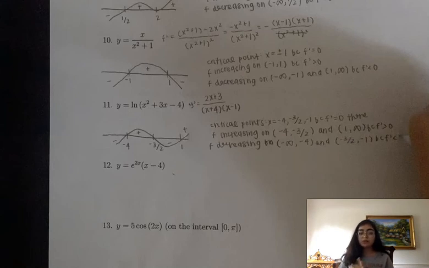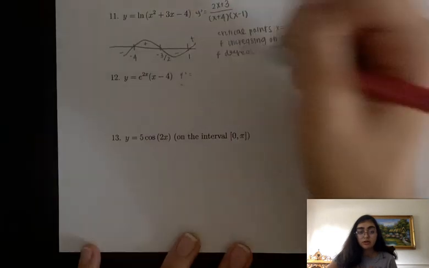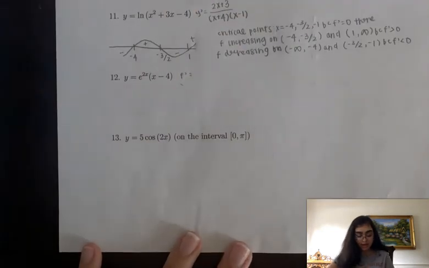Sometimes critical points exist in f because at that point in f prime, they do not exist. And in this case, x equals -4 and x equals +1 are critical points for f because f prime does not exist there, would technically be how you write it, I guess. Let's move on. Number 12, we're going to have a chain rule and product rule.